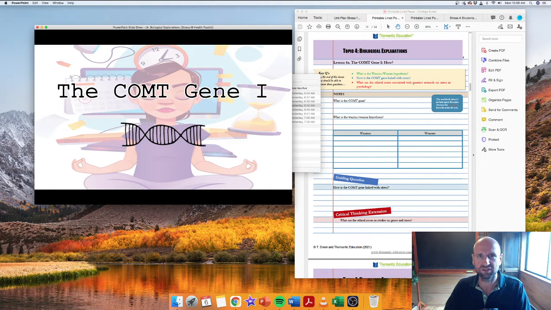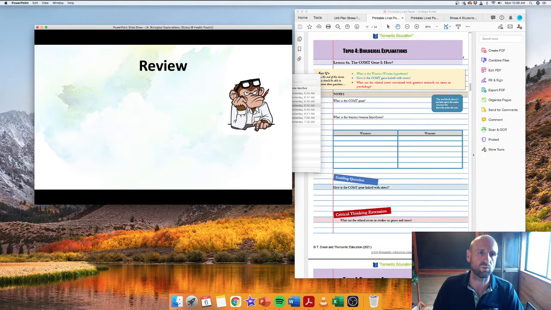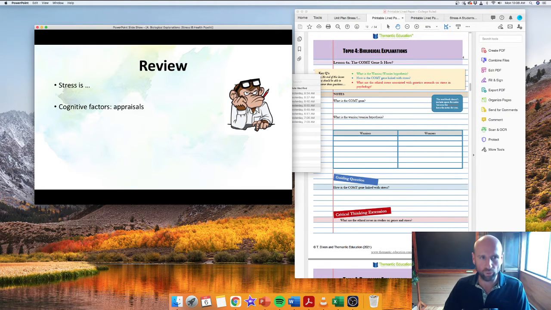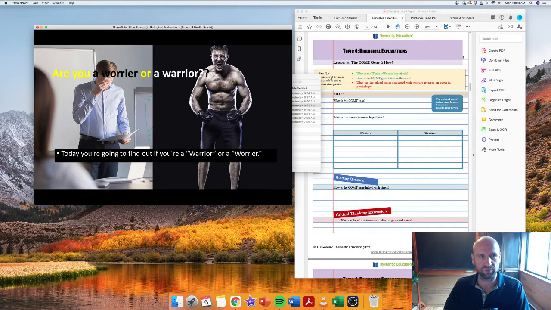So the COMT gene, just this first lesson is about introducing students to really what is the COMT gene and what is the warrior hypothesis. Love this game, real simple. Write a letter on the board and they come up with as many words as they can that are related to that. Now you can do that with just stress, or you could do the whole IB psychology course. That works well as well. Basic hook here, they're going to find out are they a warrior or a worrier.